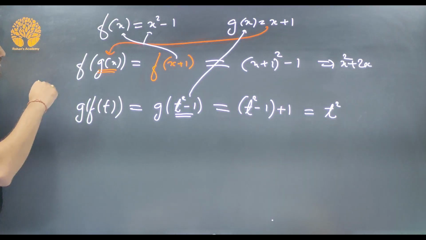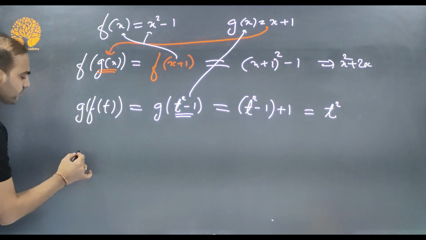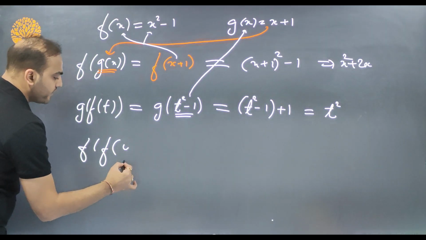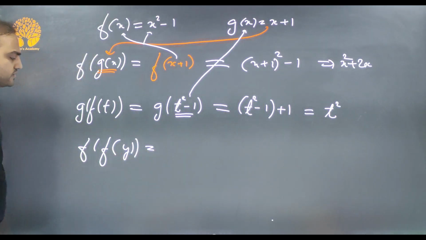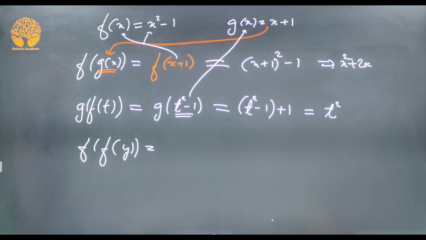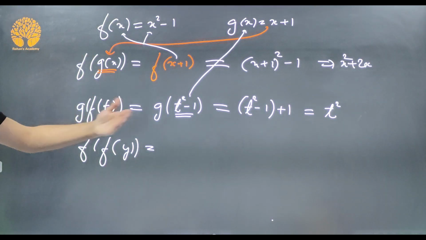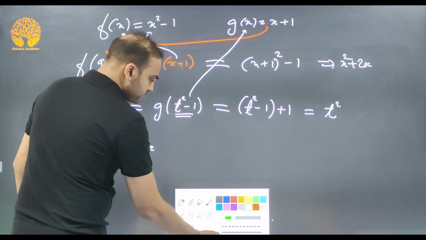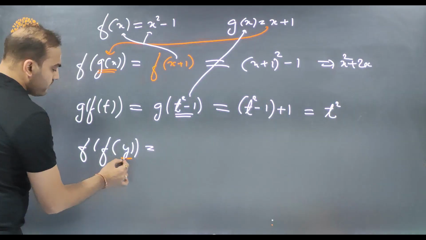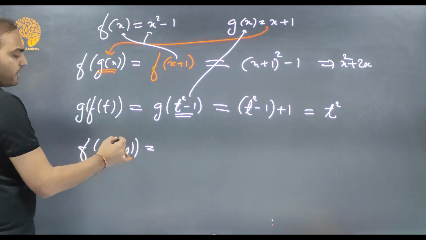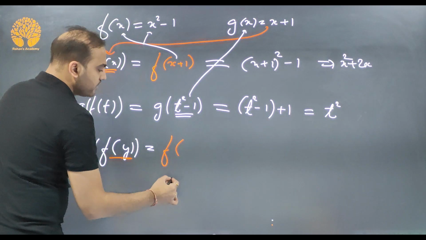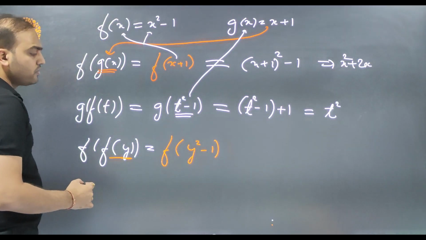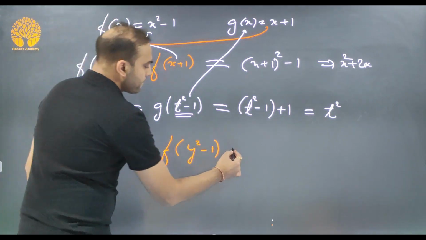Let's try one more thing, one interesting question. Say we have f of f of y. No different functions, it's the same function which is done again and again. How do we solve this? First find f of y. That will be y square minus 1.